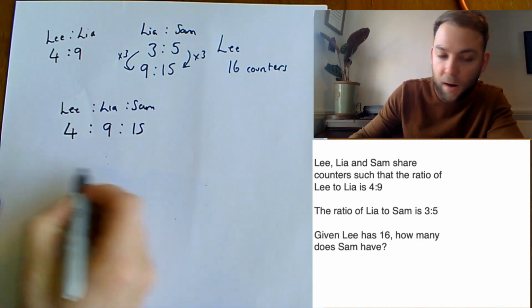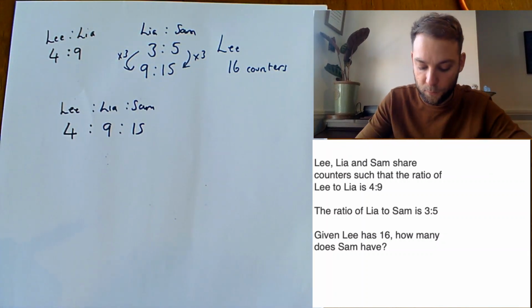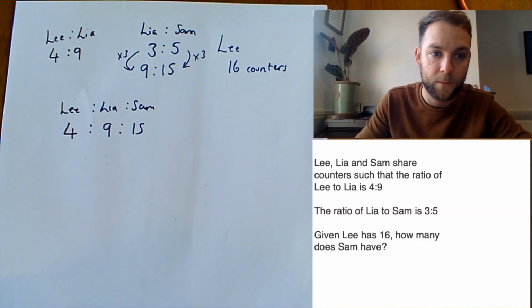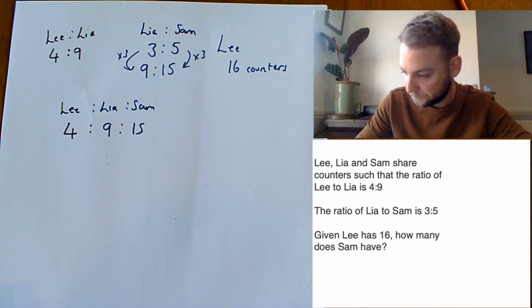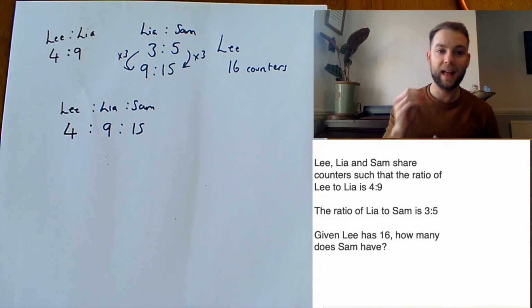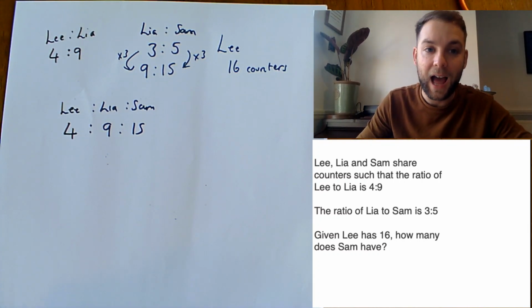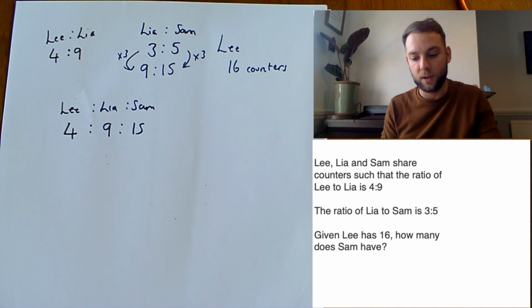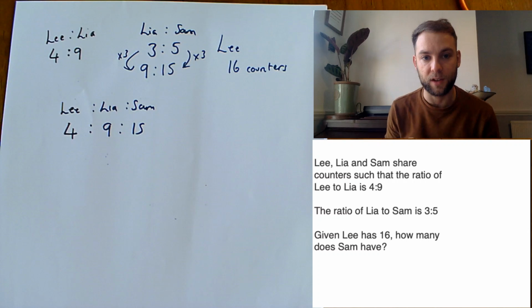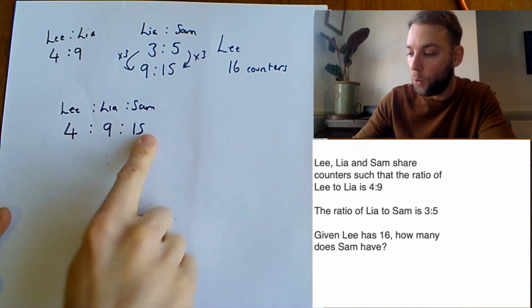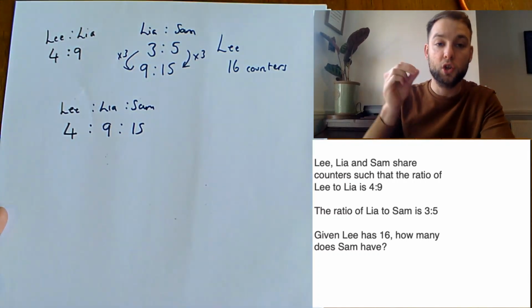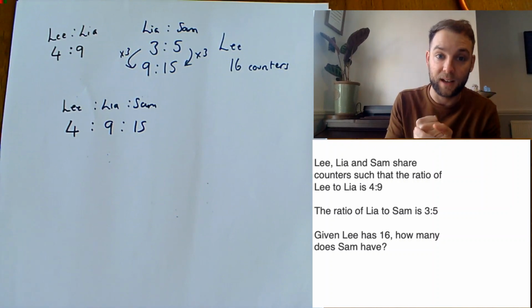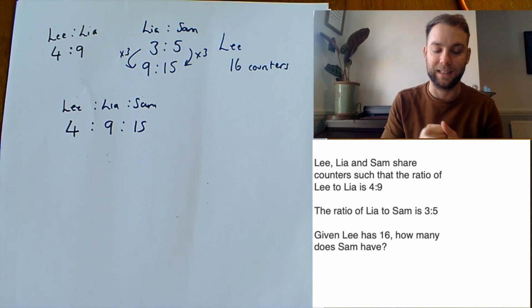So there I've got my 3 ratios for Lee, Leah and Sam. And it tells me now that Lee has 16 counters. Now this is really important that you've watched the previous one of these, because what this means is it doesn't mean that all of these have got 16 counters. Your starting point is that specifically Lee has 16 counters.